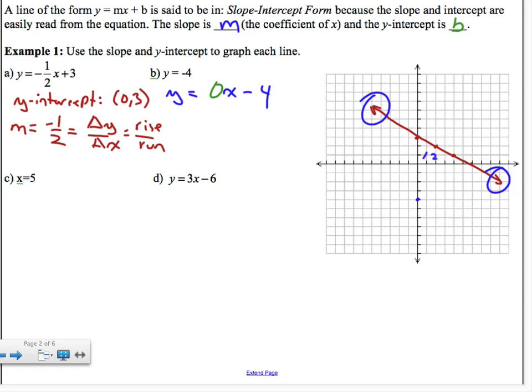I should really put a scale on here. 0. This is my x and this is my y. So make sure you do that on your graphs. Put a scale, maybe x and y axes. So here's my y-intercept for this one. The y-intercept is negative 4. So my slope is 0. What does 0 mean? Well, is there a rise? No. So it's just a horizontal line.